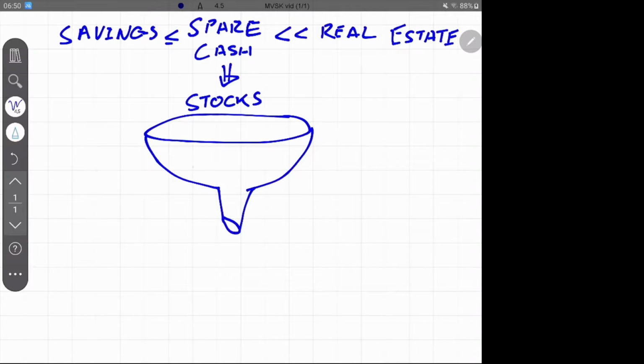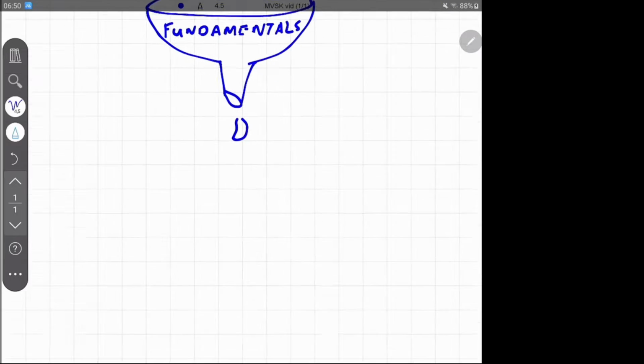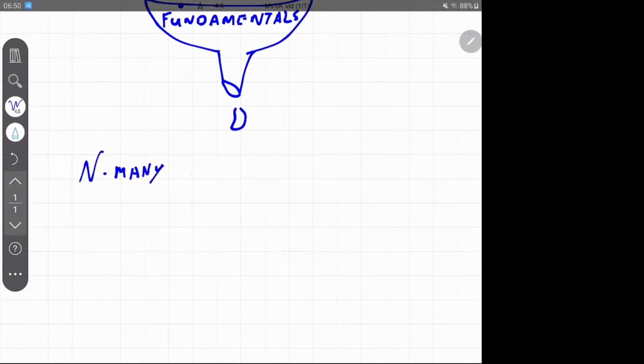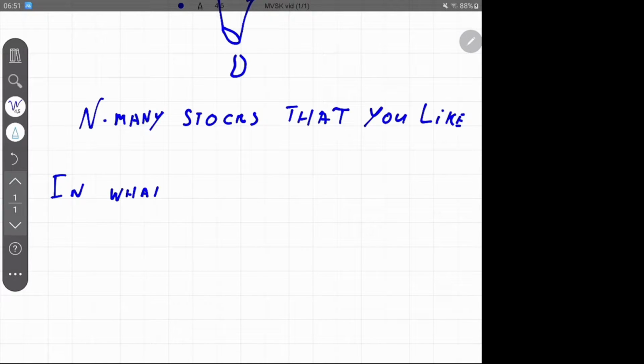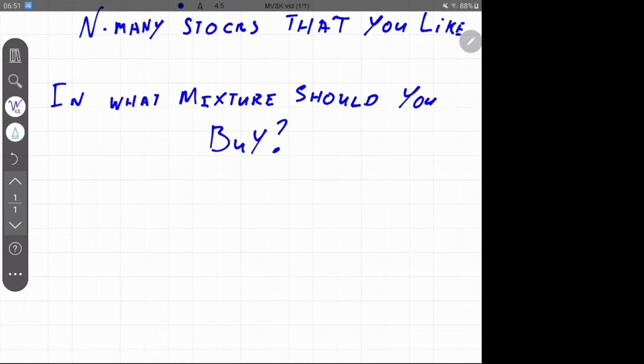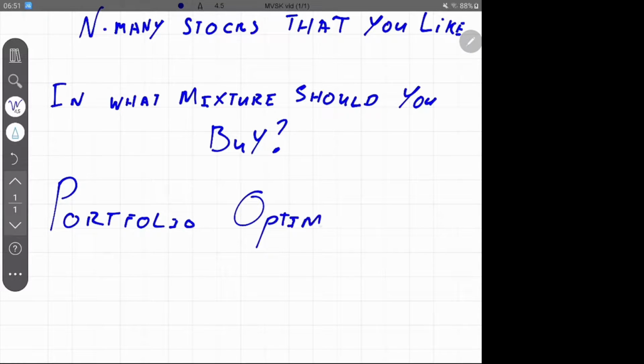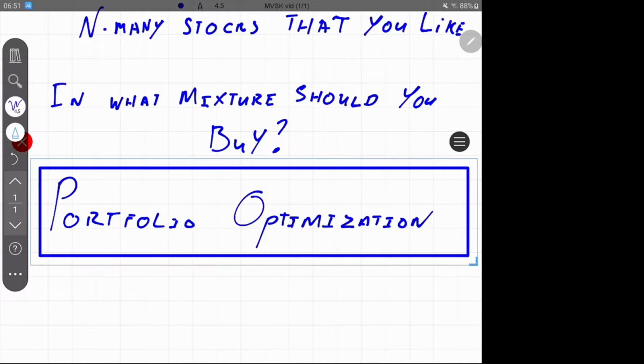So I'm going to assume you go through the whole process of studying your fundamental analysis and you've whittled down your choices to N many stocks, where N is something around 10 to 18 stocks. And you like these for fundamental reasons, like agreeing with the company and looking at their balance sheets. Now your question is, in what mixture should you buy these stocks? Because you've heard of something called diversification. But at the same time, you don't want to lose possible returns. Welcome to the topic of portfolio optimization.